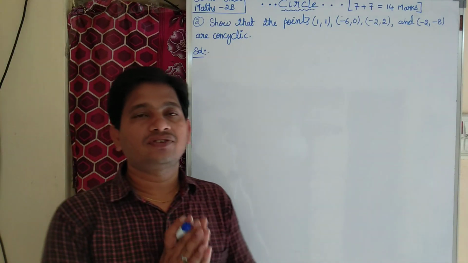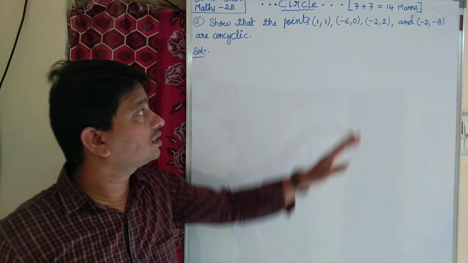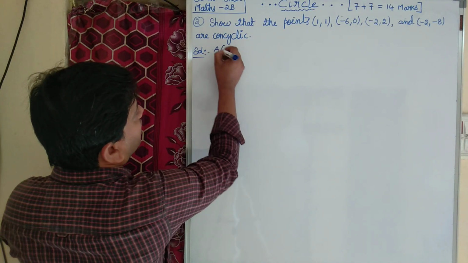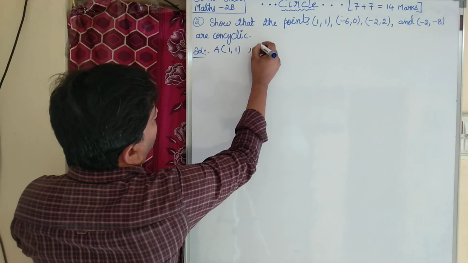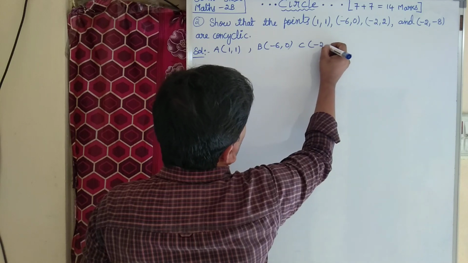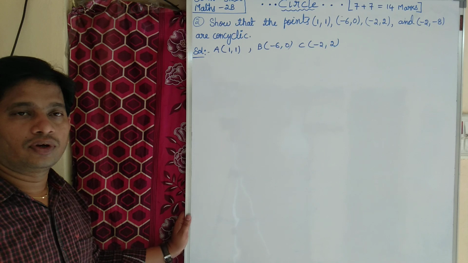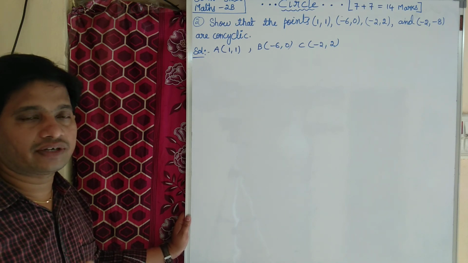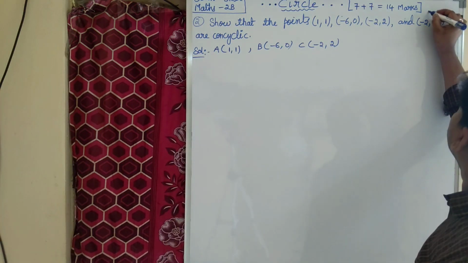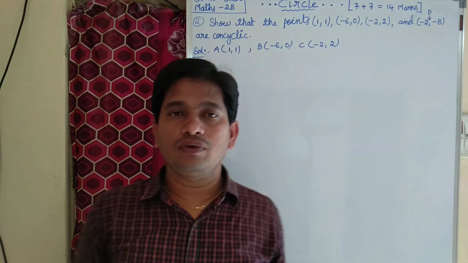So what to do? The actual procedure is the same. We need to find the equation of circle using the three given points. Let us take the three given points. We call them A of 1, 1 and B of minus 6, 0 and C of minus 2, 2. Same as the previous problem, we need to find the equation of circle by the given 3 points. Children, this is our fourth point, we call it D. Don't touch that point.